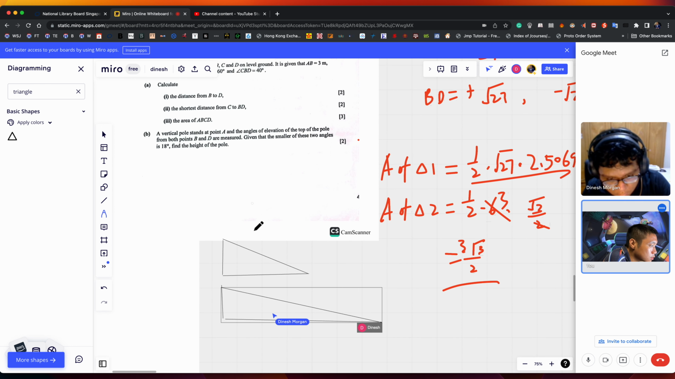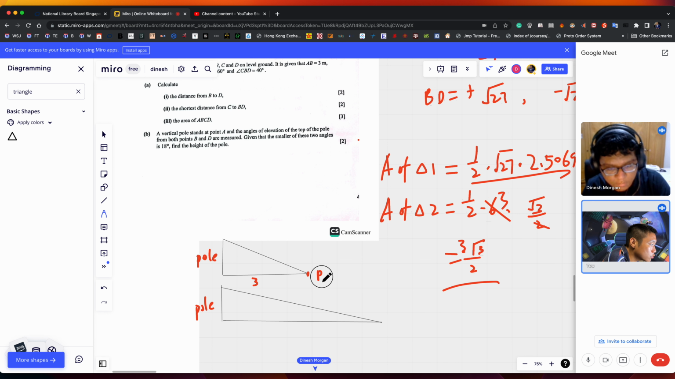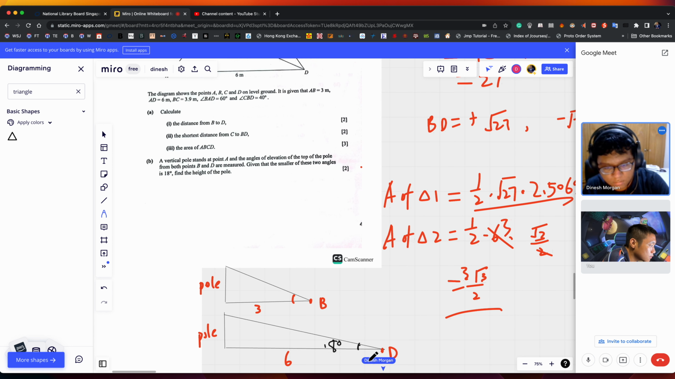So this is the point. Let's say you have these three, and this is the pole, right? This is with respect to point B, and this is with respect to point D. Which one is the angle of elevation, by the way? This one, correct. So which one is the smaller one? This is what's the distance? 6, right? This one is going to be smaller, right?